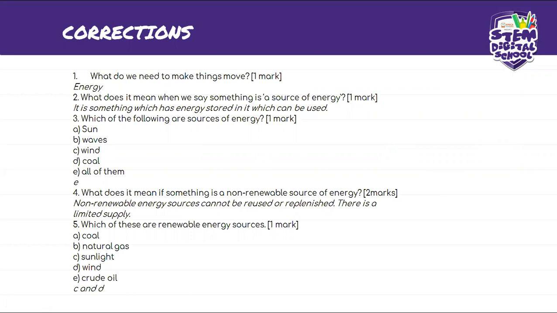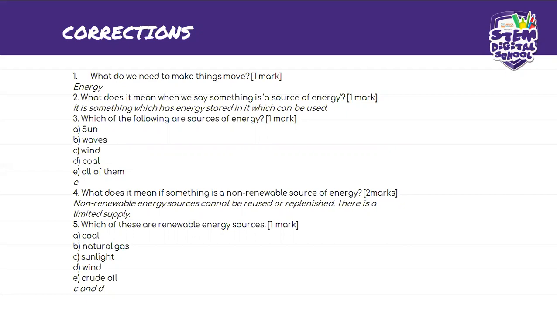What do we need to make things move? Yeah, that's energy. So if your answer is energy, you are correct. What does it mean when we say something is a source of energy? It is something which has energy stored in it, which can be used. All right. Now, which of the following are sources of energy? Your answer is E because all of them are sources of energy. All right. So next, if you didn't get it right, next time check.